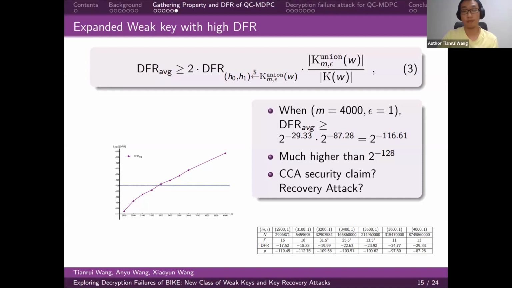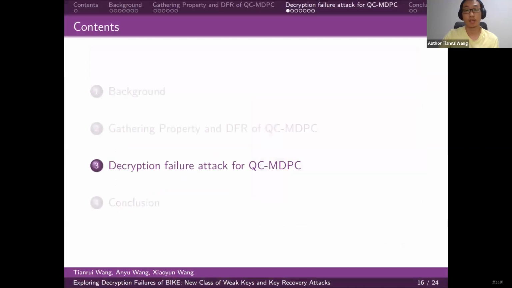Furthermore, we have an average DFR larger than 2 to the power of minus 116, which is much higher than 2 to the power of minus 128. So the CCA security claim should be reconsidered. Moreover, the weak key with the gathering property could lead to a decryption failure attack. In the next section, I will introduce the decryption failure attack for QC-MDPC.